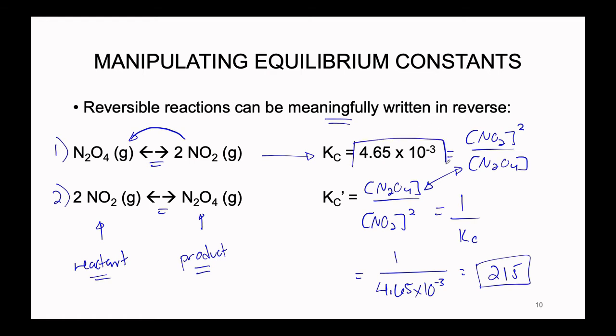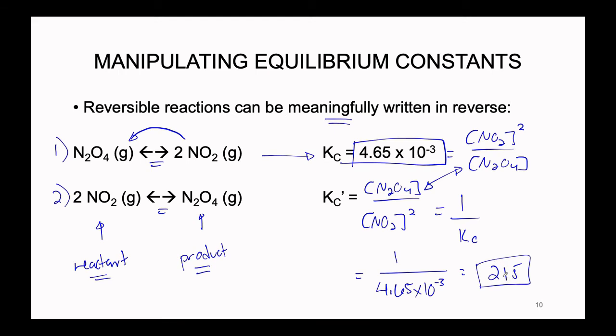Now, regardless of whether this reaction is written in the forwards direction or in the reverse direction, the two values that we have here are going to tell us a little bit of information about the reaction. The first reaction, as it's written, has a smaller equilibrium constant than if it's written in the other direction.